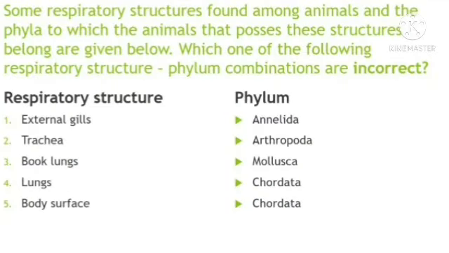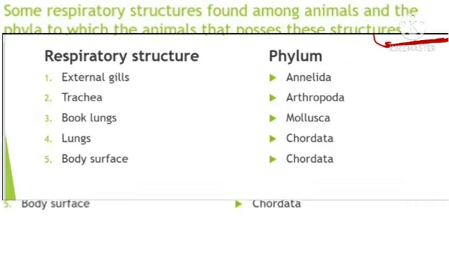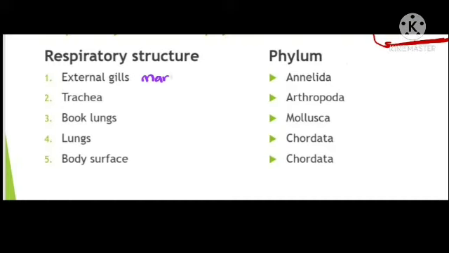Some respiratory structures found among animals and the phyla to which the animals that possess these structures belong are given below. Which one of the following respiratory structure phyla combinations is incorrect? So, external gills are used by marine annelids. Here it says Annelida, that's correct.